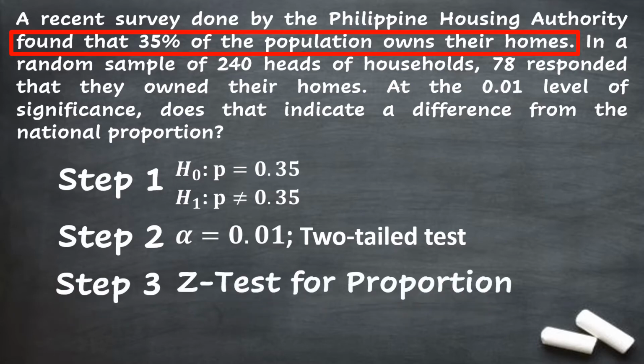Step 3: since the values given in this problem are in proportion, then automatically this problem is under z-test for proportion. The proportionality statement in this problem is: random sample of 240 heads of household, 78 responded that they own their homes. So from that we can conclude that this problem is under z-test for proportion.